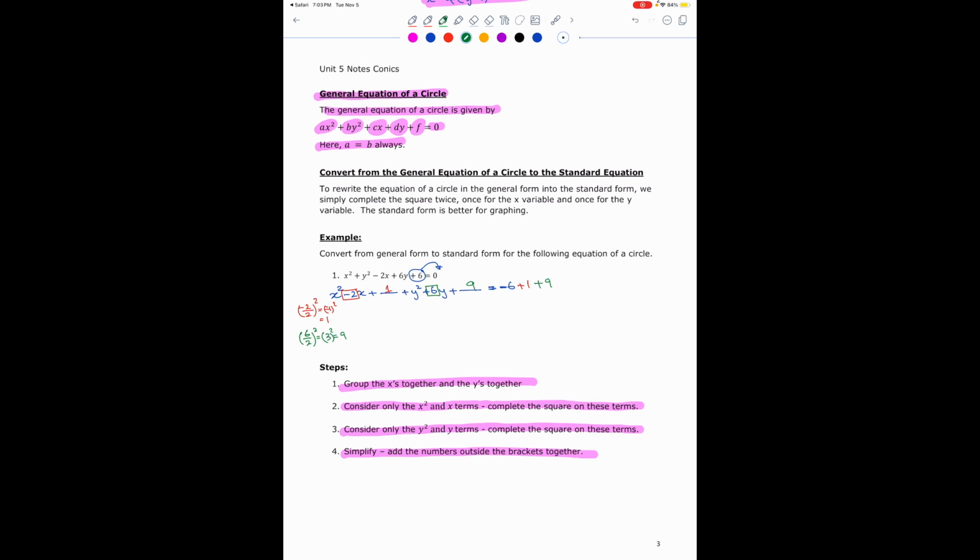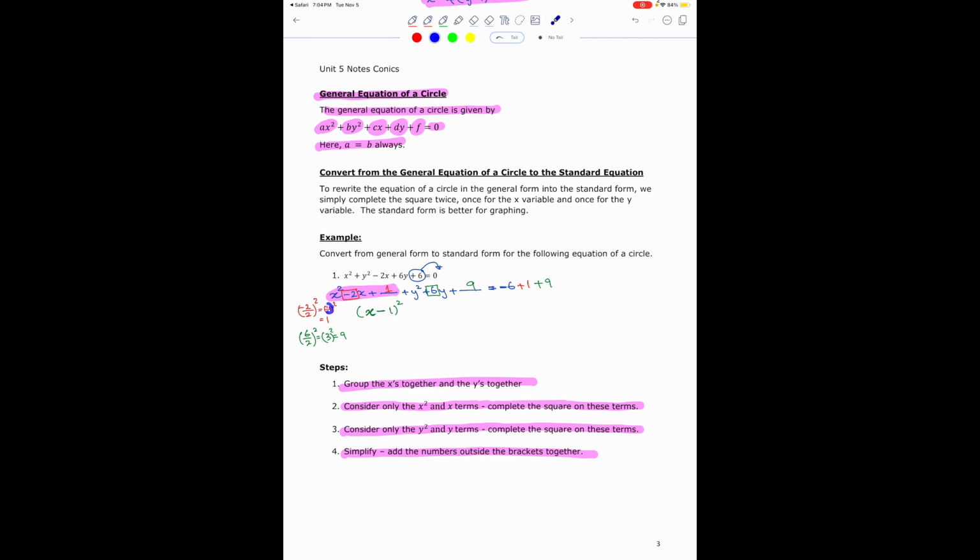Now, if you consider the x terms only, I can rewrite these as x minus 1 all squared. That is the square root of the first term, the sign of the middle term, and then the square root of that number.